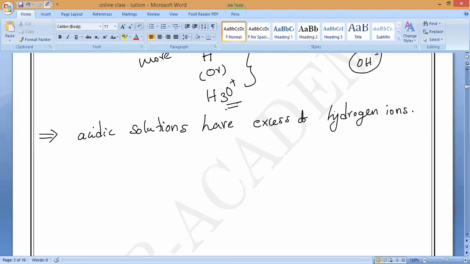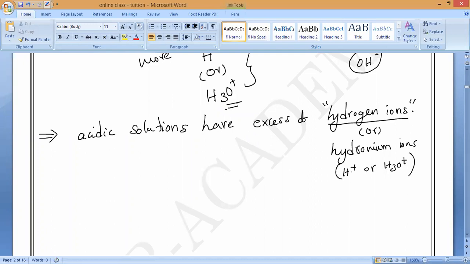So everybody must remember this. All the acidic solutions have hydrogen ions in excess, and they have a little amount of OH minus ions also. Hydrogen ions we can also call hydronium ions. All of you should remember H plus, or we should call it H3O plus. Here, any doubt till here, anybody can ask me.